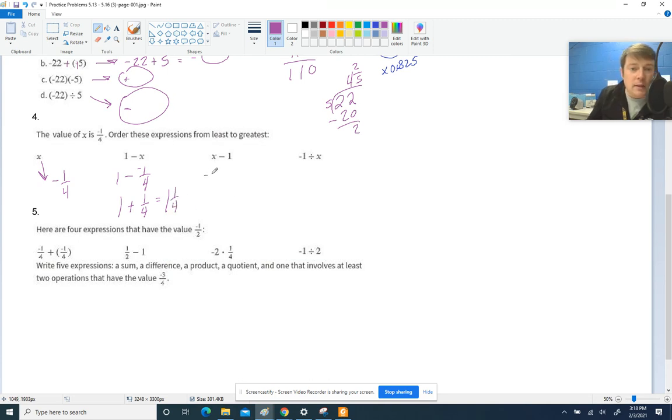Okay, next one is -1/4 and deduct a whole. All right, so if you add the opposite here, you can see, oh, these are on the same team. Let's add them together. We get -1 1/4.